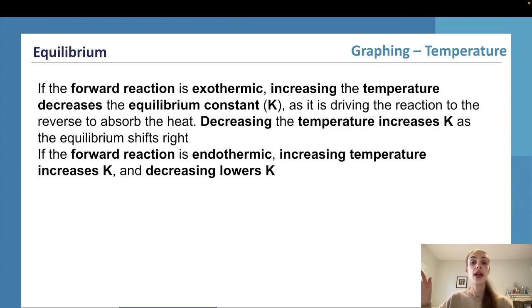And if we were to increase the temperature, we'd be putting heat into the system. So we'd want to favor the reverse reaction in order to then counteract the effect and use up that excess heat which is being put into the reaction.